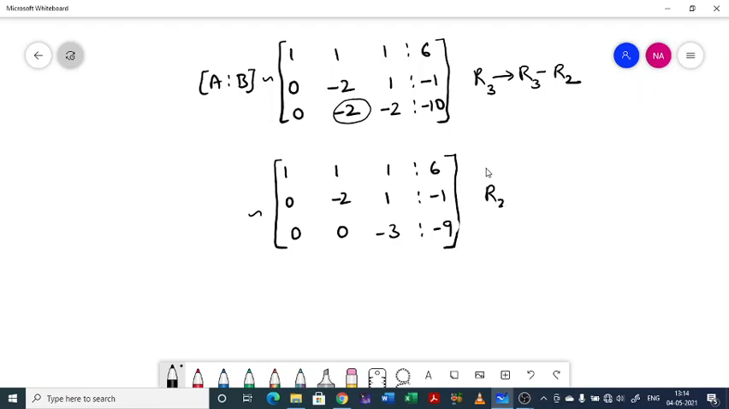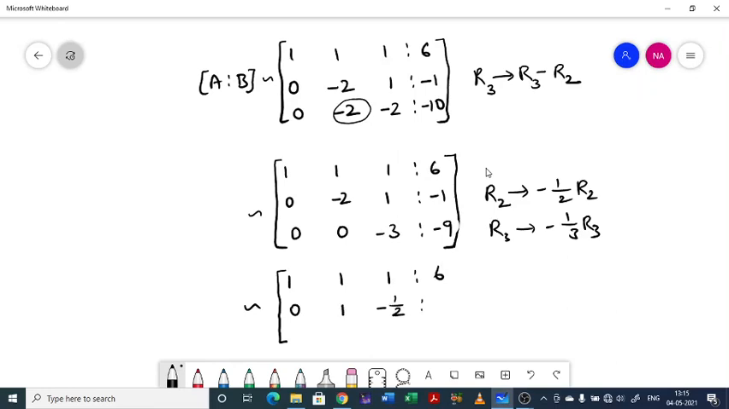Divide: R2 changes to minus 1 by 2 R2 and R3 changes to minus 1 by 3 R3. You can just check the consistency from this matrix only. But for the first matrix, I will reduce this to echelon form. For the first one only I will go up to echelon form. Next, we will conclude from here itself. So 1 1 1 colon 6, 0 1 minus 1 by 2 colon 1 by 2, 0 0 1 colon 3.